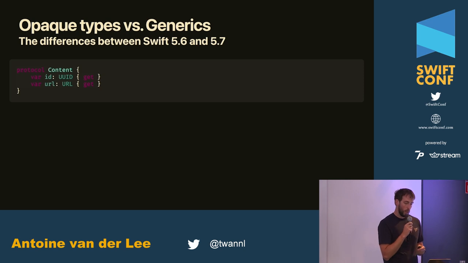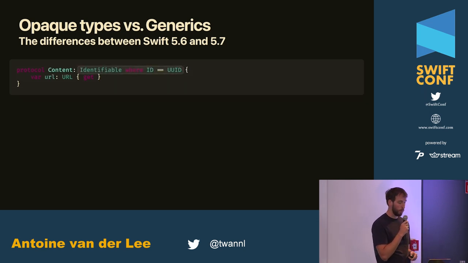You might have seen a possible improvement that we can make here, because we have the ID. There's a protocol called Identifiable in Swift, so we can basically inherit from it. We don't need that property anymore because it's already defined in the Identifiable protocol. And we constrain it to be the type of the UUID that we defined earlier.